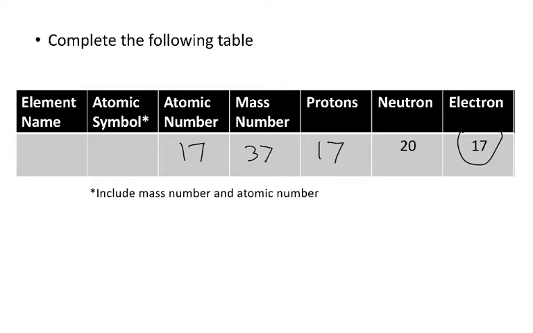And then for the atomic symbol, I'll go to the periodic table, find atomic number 17. If you want, pause the video, look at your periodic table to find number 17. Okay, you should have found that atomic number 17 is chlorine. And then to finish off the atomic symbol, I'll put the mass number to the upper left and the atomic number to the lower left. And of course, this is chlorine.